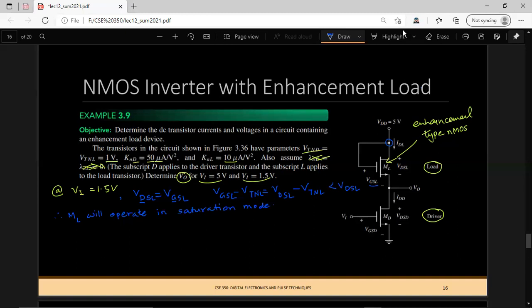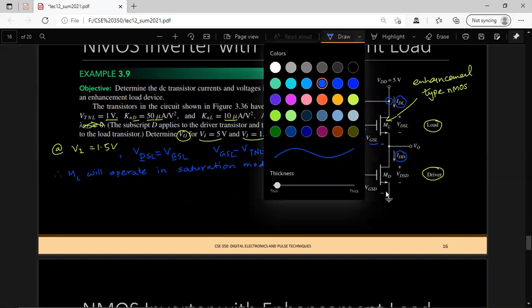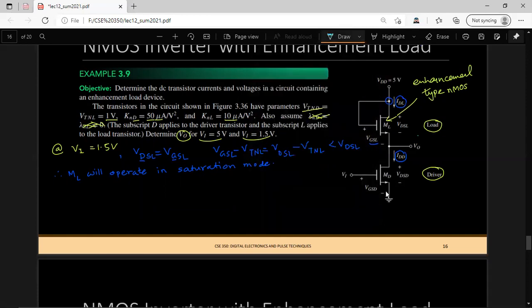Okay, so let's use our intuition about the inverter. Because this input voltage is high, you can safely assume that the driver MOSFET is operating in triode region. Another thing we should note here: the drain current through this load circuit and the drain current through this driver circuit should be equal, because no other extra circuitry is connected. Therefore there can be no possibility of changing the current flowing from load to the driver.